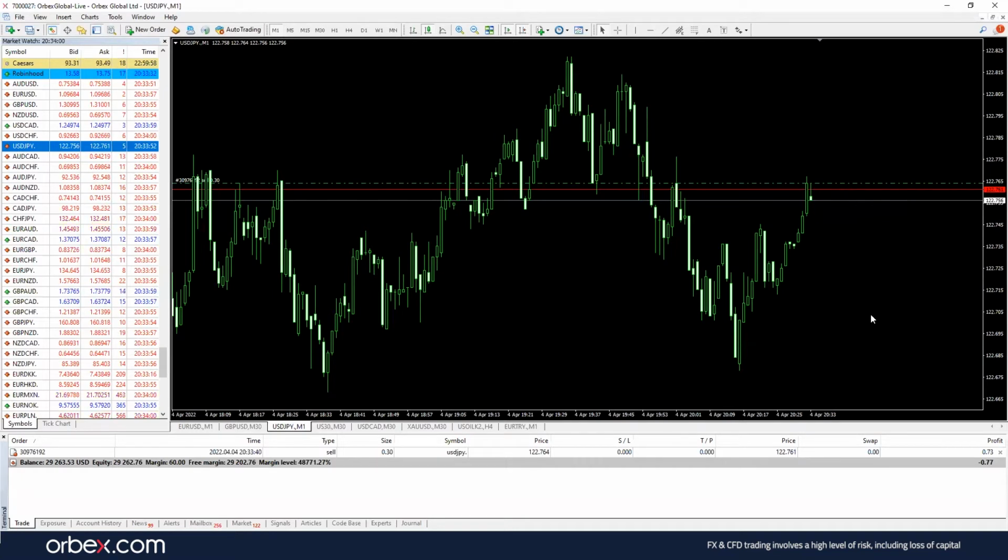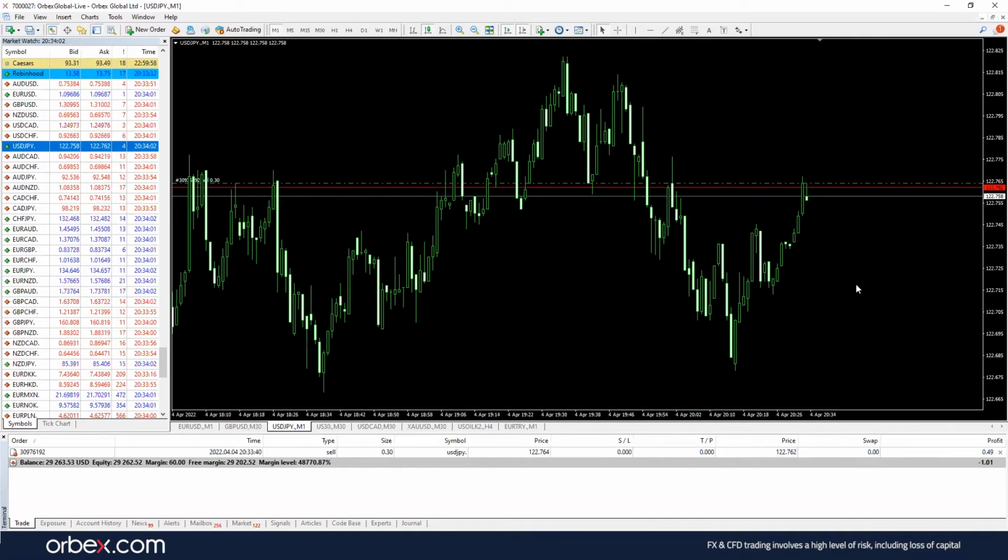If I open a buy position, then it would open at the ask and close at the bid. So it's the opposite way around. So sell positions, we open at the bid, close at the ask. And for buy positions, we open at the ask and close at the bid. So it's very important to know that when we are trading.